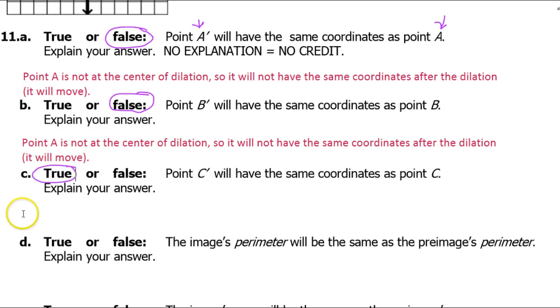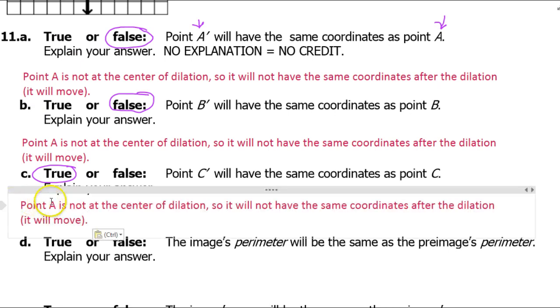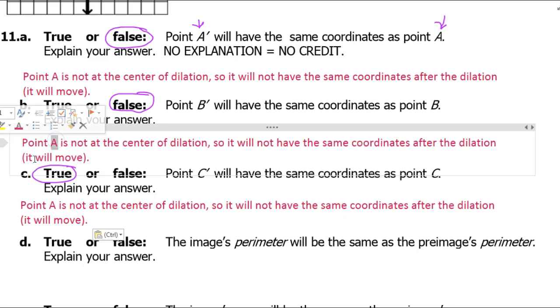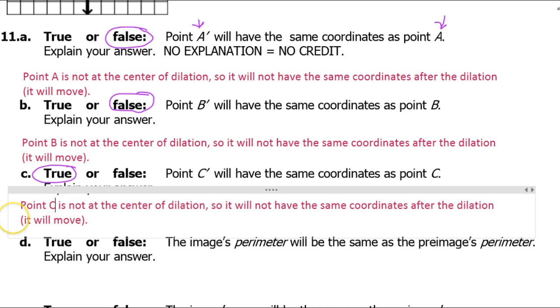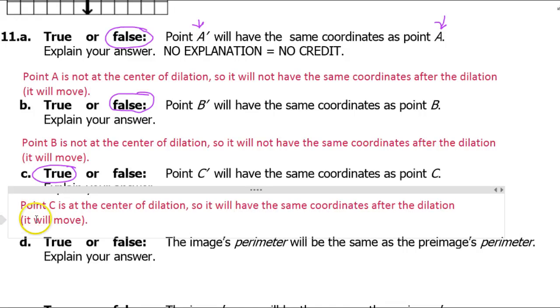And I think I'm still going to cut and paste my previous answer. Oh, you know what? I should have said point B for the previous. Point B is not at the center of dilation. So now I'm going to say point C is at the center of dilation, so it will have the same coordinates after the dilation. It will not move. Okay, this is great. So far, so good.